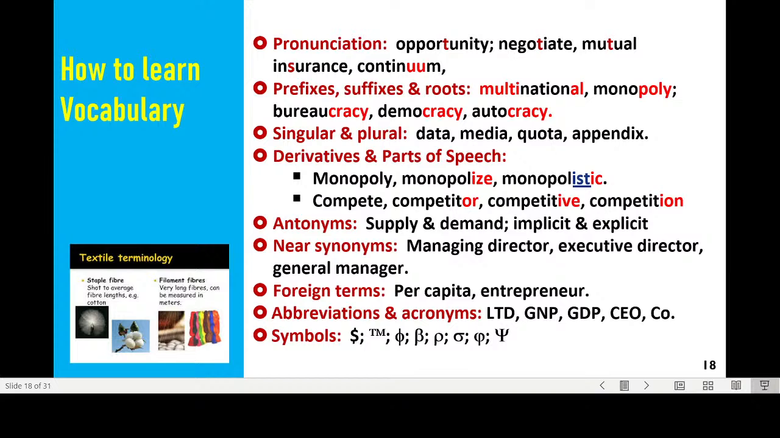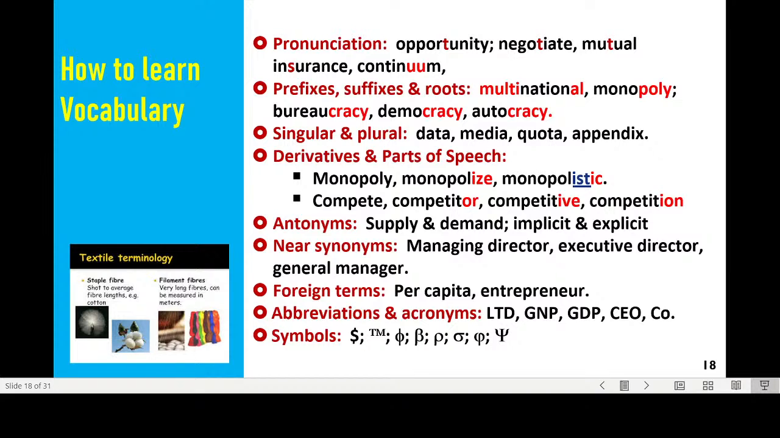We also need to know the singular and the plural form of the noun, especially because English has many Latin plurals, as in the words data, media, quota, appendix. Also, we need to know the part of speech of a word, whether it's a noun, a verb, an adjective. Even nouns, we have different types of nouns, and which words are derived from which bases.